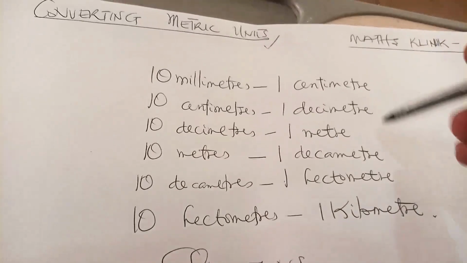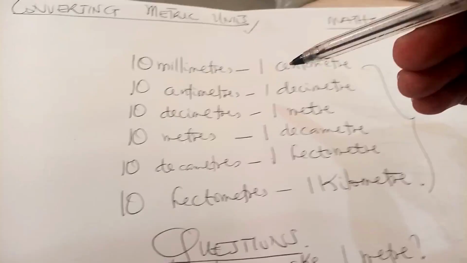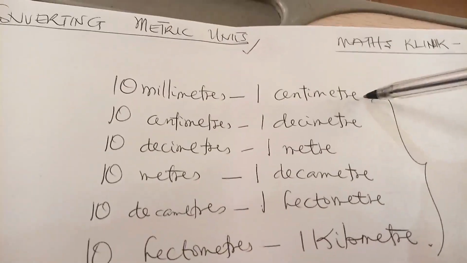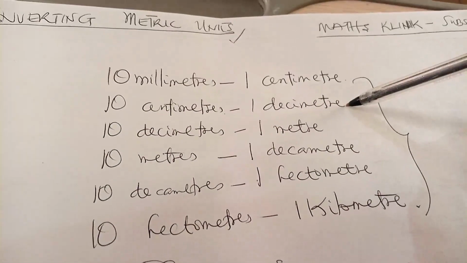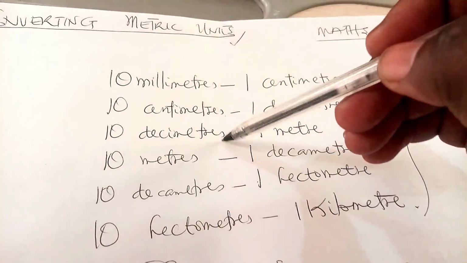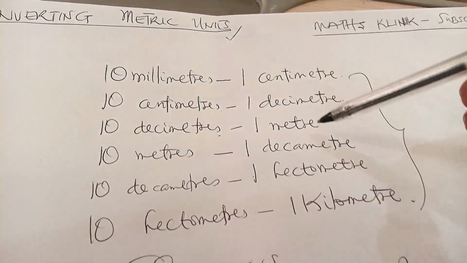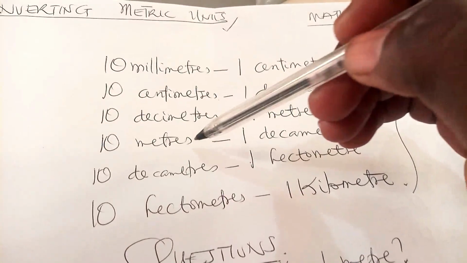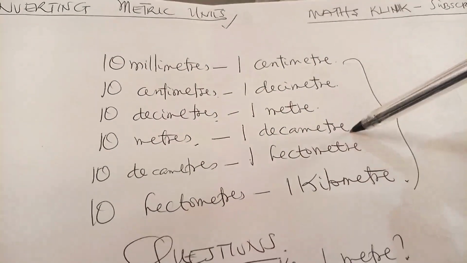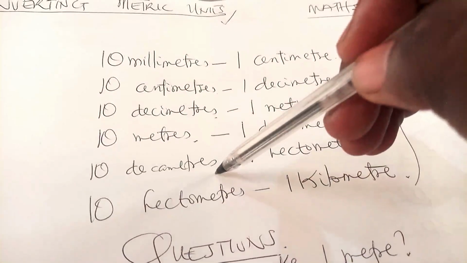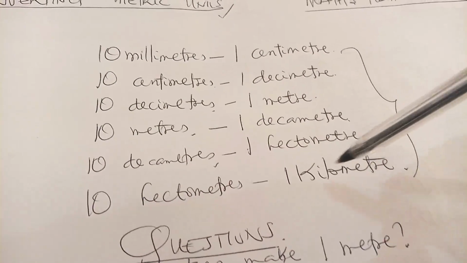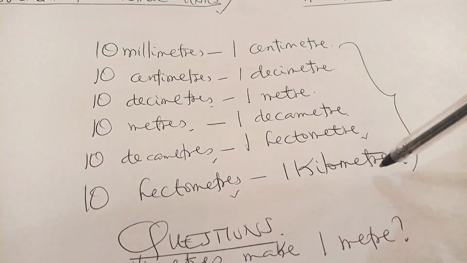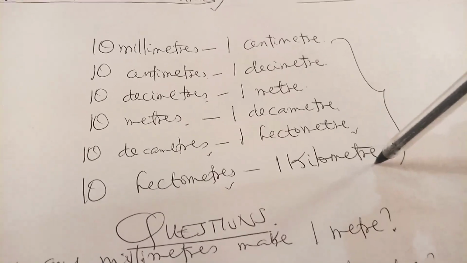So like we have in our table, 10 millimeters make 1 centimeter. 10 centimeters make 1 decimeter. 10 decimeters make 1 meter. 10 meters make 1 decameter. 10 decameters make 1 hectometer. And 10 hectometers give us 1 kilometer.